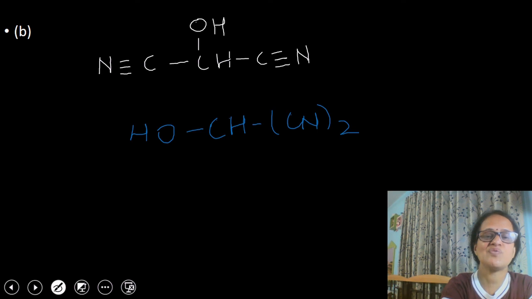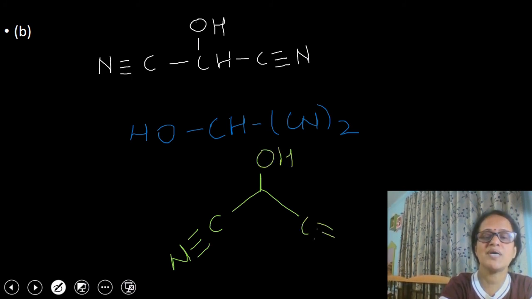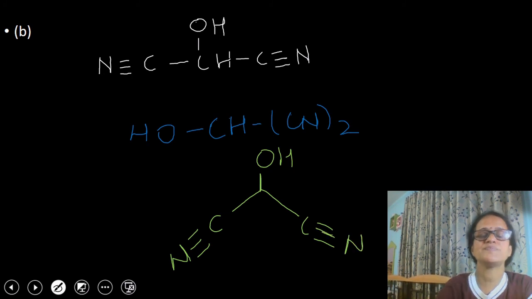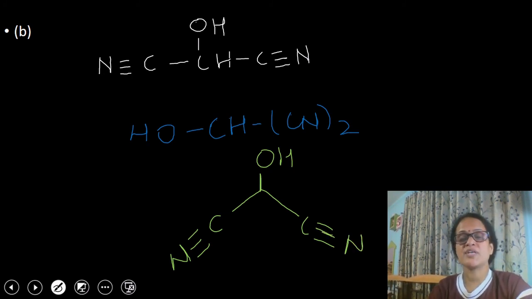What you will do? First of all, you will write CH in the center, and you can see that each CH is attached to 2 CN, C triple bond N. So you will write here C triple bond N. Then you have CH, and on the CH you have OH. Then again C triple bond N. So I hope it is clear to you. In the center I have written CH. On CH you have OH and two cyanide groups, C triple bond N.